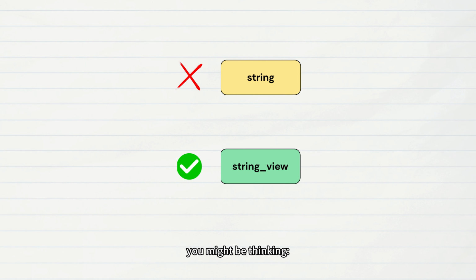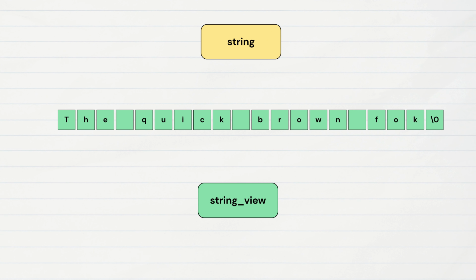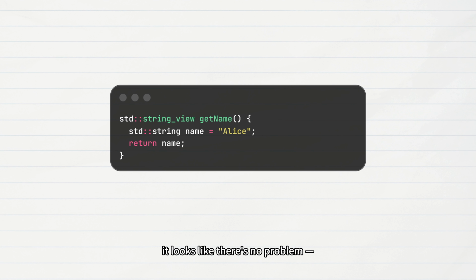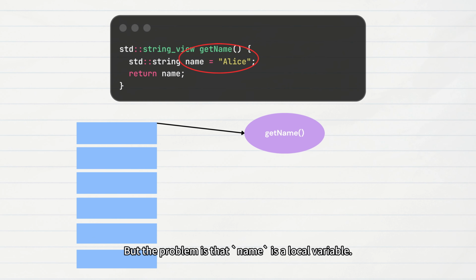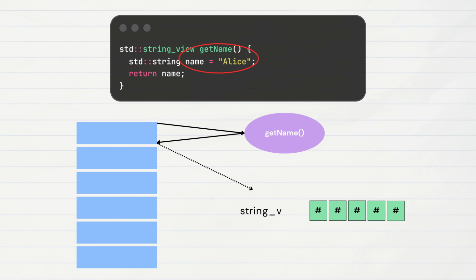But at this point, you might be thinking, since string view is so fast, should I replace all strings with string view from now on? Quite the opposite. This is the most dangerous part of string view. Because it does not own the data, you must be very clear about how long the data it points to will live. For example, this code on the screen, it looks like there's no problem. The function returns a string view. But the problem is that name is a local variable. After the function ends, it is destroyed. But the string view still points to the original memory, even though the string no longer exists. If you continue to use this view at this point, it's undefined behavior.